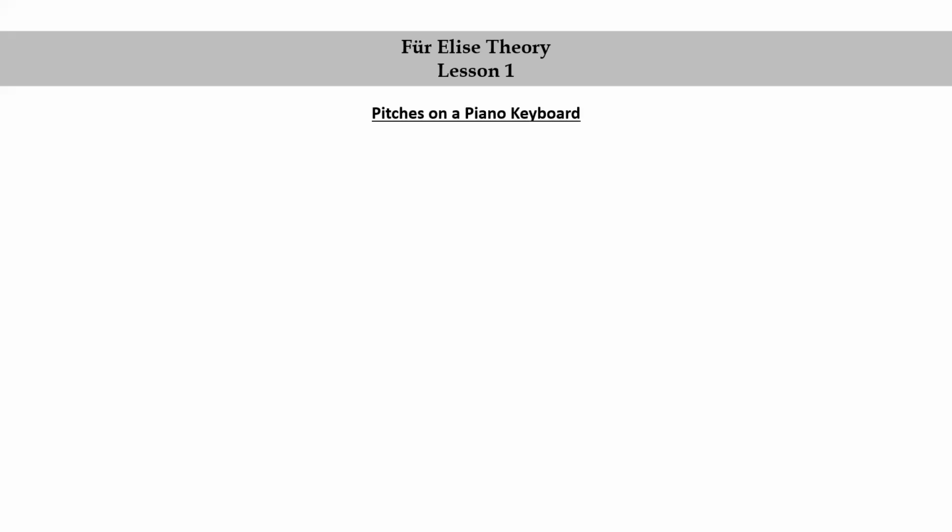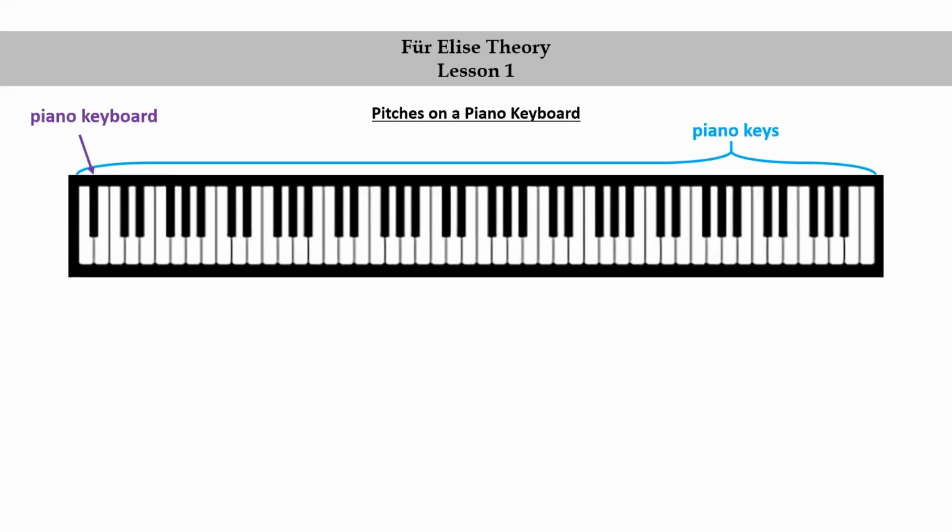Pitches on a piano keyboard. Okay, here we have, once again, a picture of the piano keyboard. Remember that the white and black levers that you press down are called the piano keys. A piano keyboard has 88 keys. There are 52 white keys and 36 black keys.